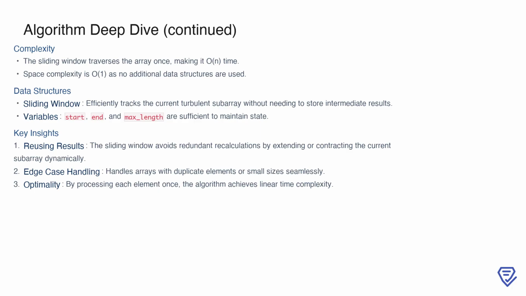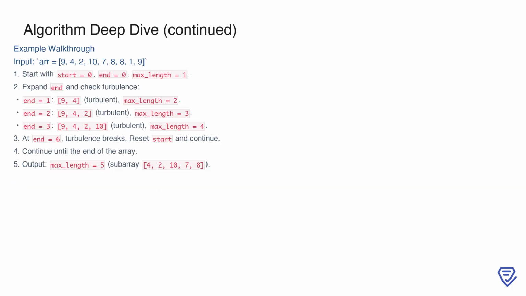By processing each element exactly once and tracking only the essential information, the sliding window method represents a significant optimization over brute force. Let's walk through an example to see the sliding window approach in action. Consider the array 9, 4, 2, 10, 7, 8, 8, 1, 9. We start with start equals 0, end equals 0, and max_length equals 1.